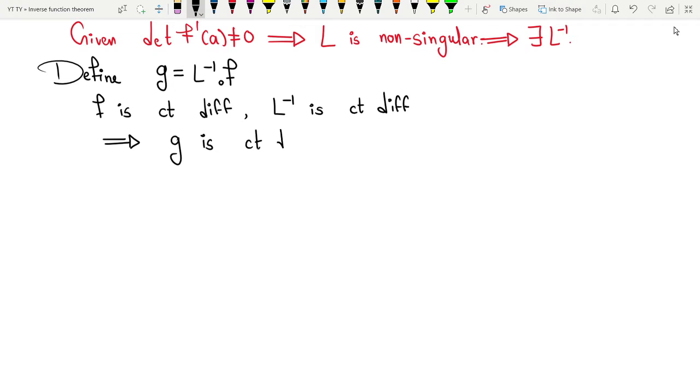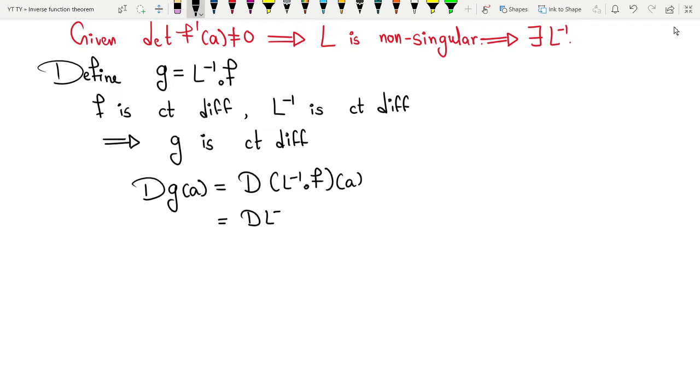G is continuously differentiable. Apart from this, if I think of the derivative of this g at the point A, let's see. My derivative of g at the point A is actually nothing but the derivative of L inverse composite f at A. So this is nothing but the composition chain rule, right? So this is the derivative of L inverse at f of A composite with f dash of A, right?